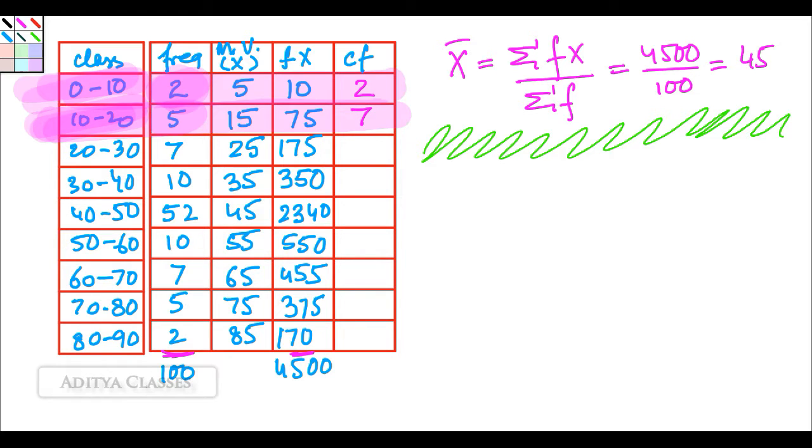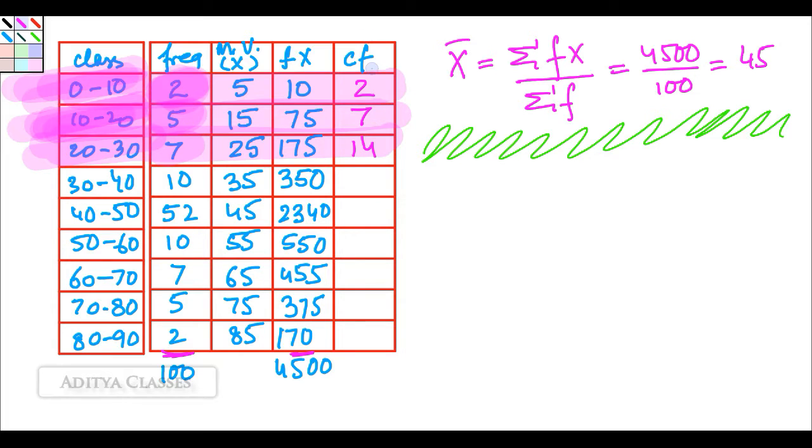Then I ask how many elements have passed up to this point. So I am again asking up to this point, which includes 0 to 10, 10 to 20, 20 to 30. How many have passed? 2, 5 and 7. 2 and 5, 7, 7 and 7, 14. So I get a 14.